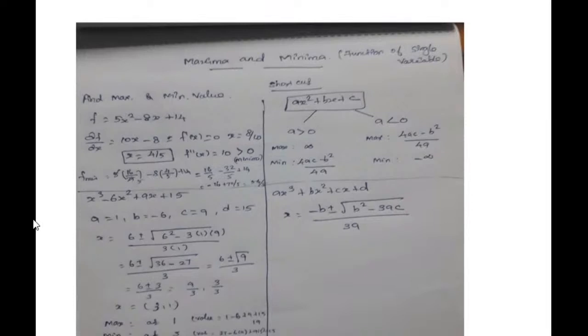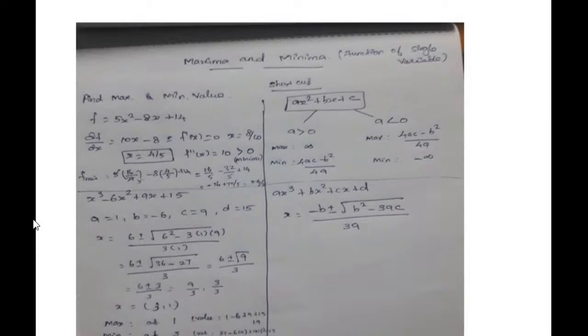Then we have to find whether it is a maximum point or a minimum point, whether it will give a maximum value or a minimum value. Again we have to differentiate. f dash of x is equal to 10x minus 8. Then again we differentiate, and f double dash of x is equal to 10.